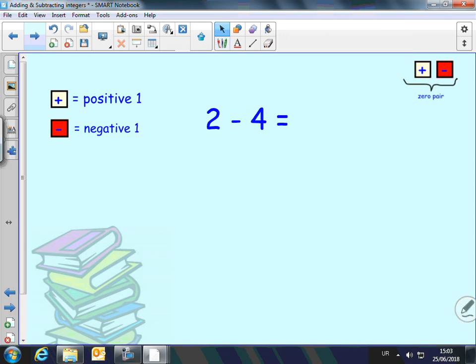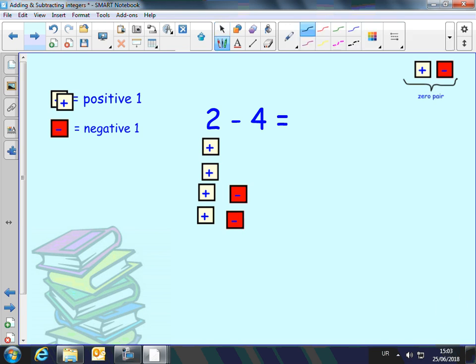Now, the next example, we have 2 subtract 4. Now, we don't have enough to take away 4. So what I'm going to do is add on enough 0 pairs to allow me to do that. So I'm going to add on another 2 0 pairs, which means I now have enough there to subtract 4. So 2 take away 4, I'm going to take away 4 positives, and I'm left with negative 2.